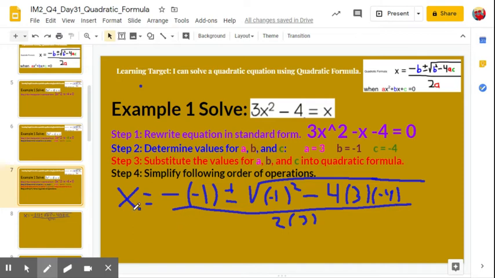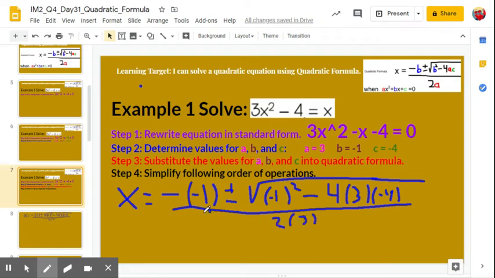So first step should look like this. X equals opposite of negative 1, right? There's the b's negative 1. Boop, substitute it in. Plus and minus, square root. And then I put in parentheses the negative 1 squared. That is the b squared. Minus, that's a subtraction sign. Minus positive 4 times a, which is 3, times c, which is -4. And then it's all over 2 times the a, which is 2 times 3.